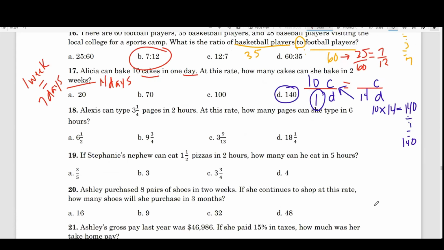Always good to hear. All right, number 18, it says, Alexis can type 3 1/4 pages in 2 hours. At this rate, how many pages can she type in 6 hours? So this is also an example of proportion. We're given 3 values, looking for a 4th. We're dealing with pages and hours. Now because we have this mixed number here, it's always easier to change it to a decimal to make the math a little easier.